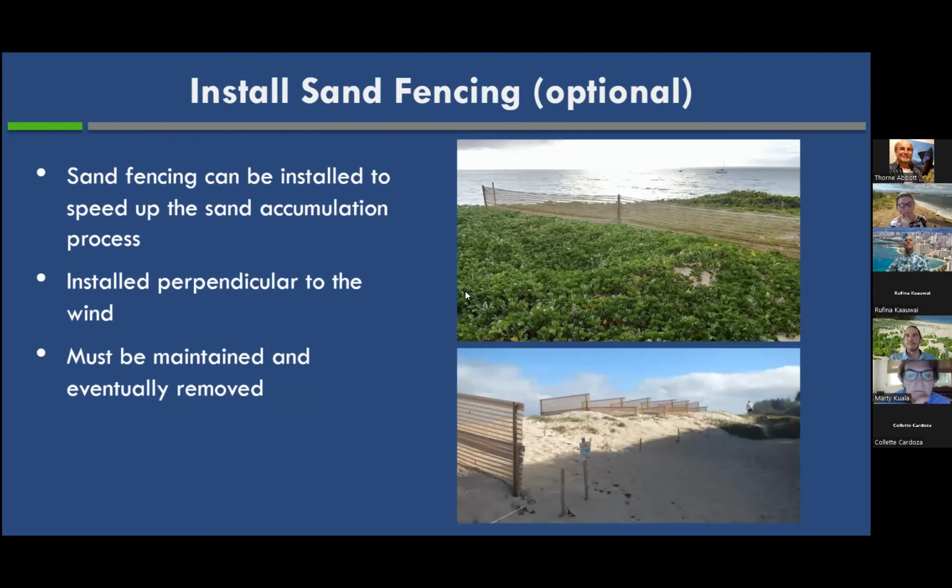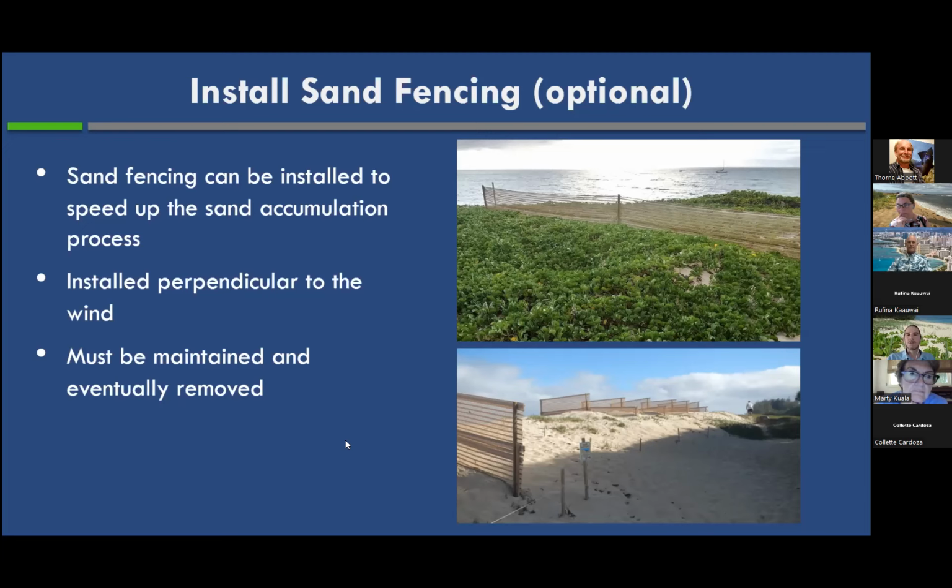We can install sand fencing, which is this product you see here in the picture. It sort of acts in a similar way as a plant. It's installed perpendicular to the prevailing winds, and as the sand moves down, it hits that barrier and falls out of the wind and accumulates over time at the base of the sand fence. It can really quickly create a dune in an area where there's a lot of wind-blown sand moving around.